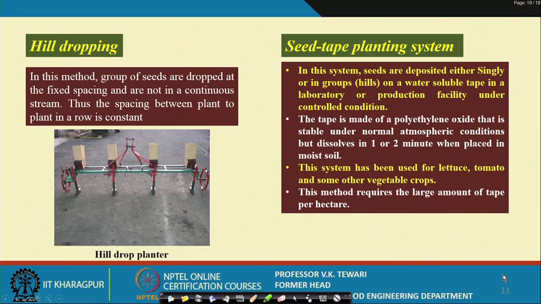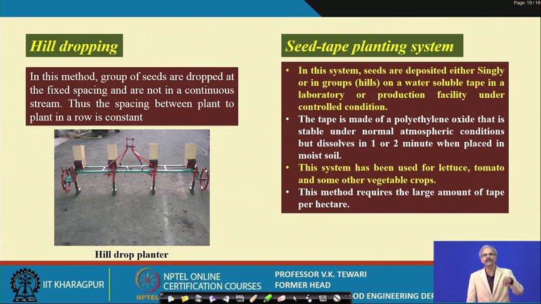Hill dropping. Sometimes we can drop a group of seeds into hills, which is a better way of locating these seeds in the environment. This is another way of doing this. Work has been done at IIT Kharagpur, and we are trying to do this job precisely using this operation. Another system which has been long there in the literature is tape seeding.